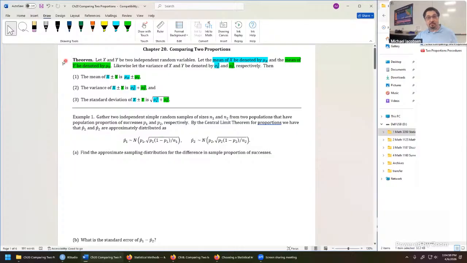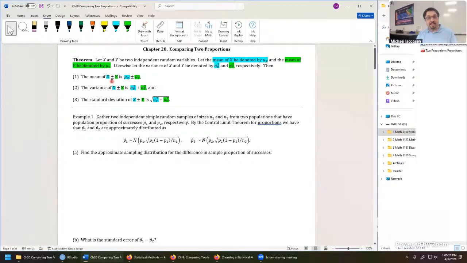We've cited this theorem before. This is how we went from one mean into two population means in chapter 18, and we're just going to reuse it again. This is going to tell us how to go from one proportion in chapter 19 into two proportions in chapter 20. So here's our nice theorem that says we can combine means.